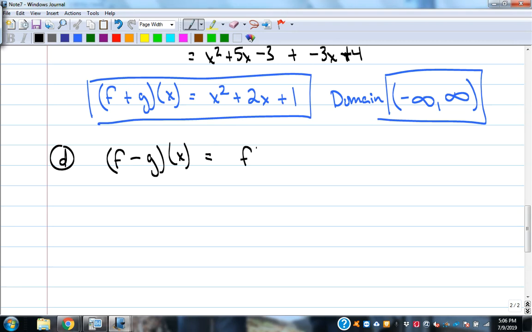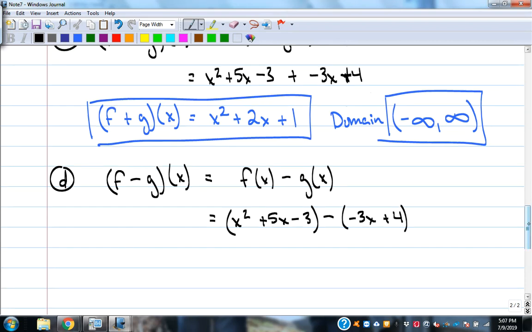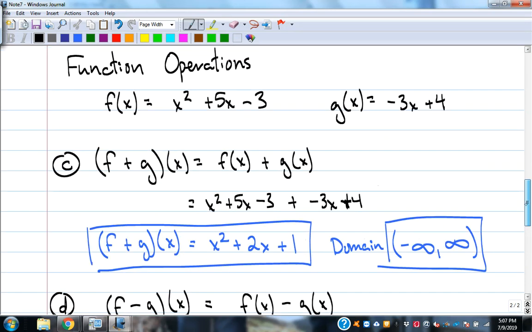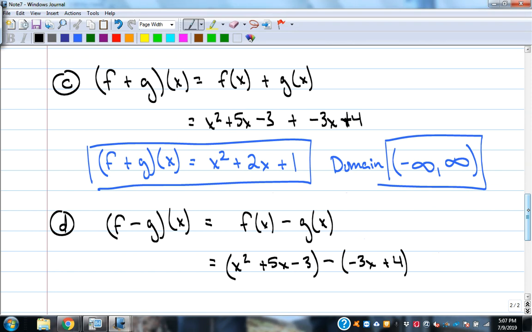So we're going to take f of x and subtract whatever g of x is. So f of x is x squared plus 5x minus 3, and I'm subtracting negative 3x plus 4. Okay. So I'm just taking those same two functions that are up here. Notice I put them in parentheses this time because the subtraction sign will mess us up if we don't.